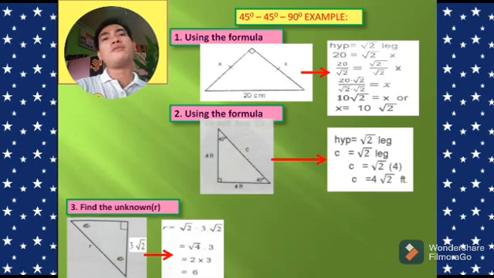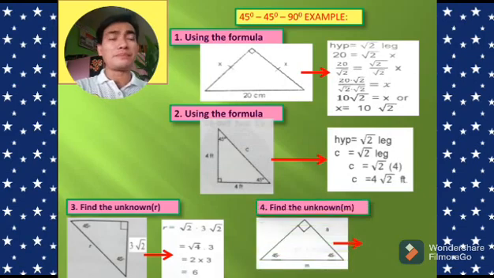What is the value of square root of 4? That is 2. So that's why we have here 2 times 3 will give you 6. So therefore, in that case, the hypotenuse is equal to 6. Now, let's have number 4.